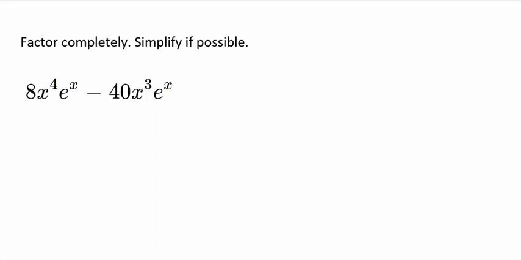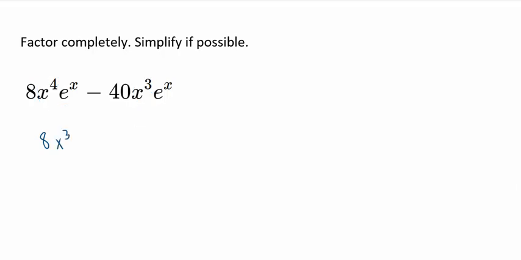In this problem, we're simply supposed to factor the given expression, and the first thing I notice is that both the number 8 and the number 40 are divisible by 8, so that certainly is a factor in common to both terms. Then I notice that I have an x to a power in the first term and x to a power in the second term. You'll want to take the one to the smaller power and factor that out, so that's x cubed.